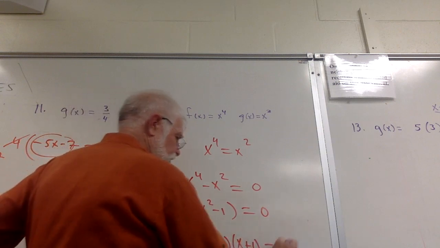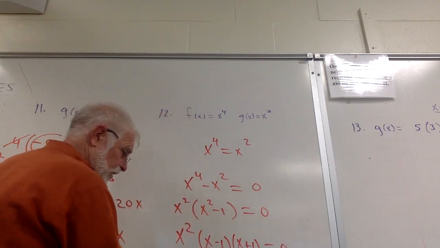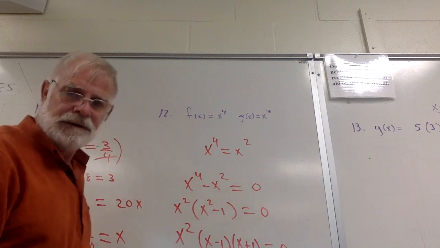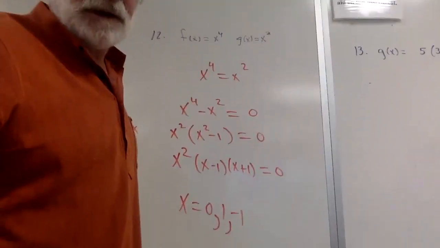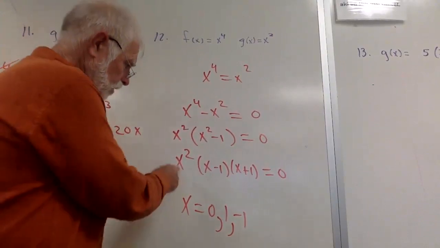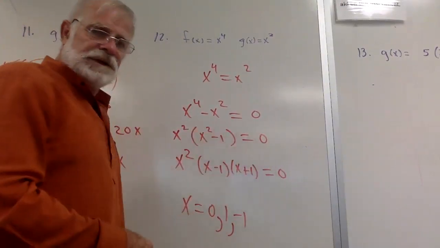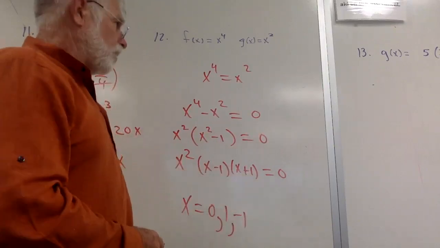I think I can see my critical numbers now. I think 0 gets the job done. I think 1 gets the job done. I think negative 1 gets the job done. Okay, I kind of lost you on that one. I think 0 gets the job done, 1 and negative 1. Put any of those numbers in and you got yourself a 0.